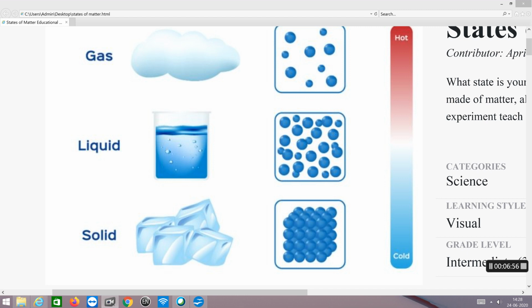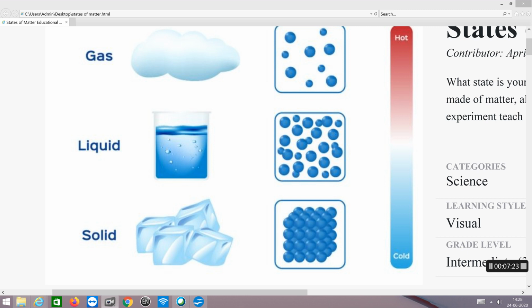And the properties of solid. A solid has a definite shape and definite volume. The molecules in solid are closely packed. The molecules in a solid are fixed at their position. They can vibrate about their mean position. That means molecules cannot move from their place. They only vibrate about their mean position.